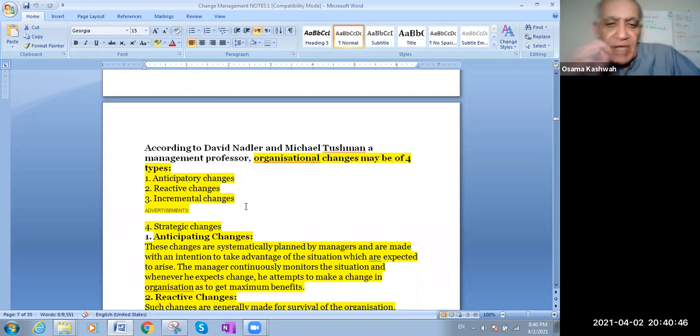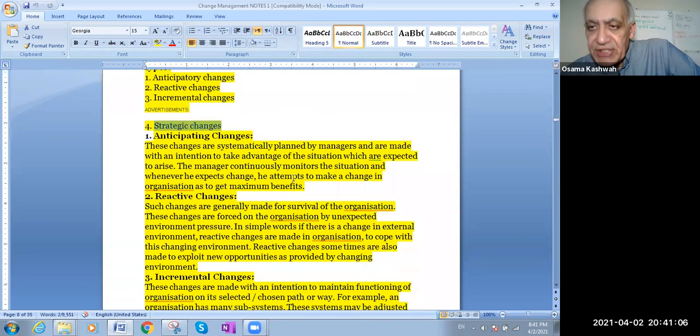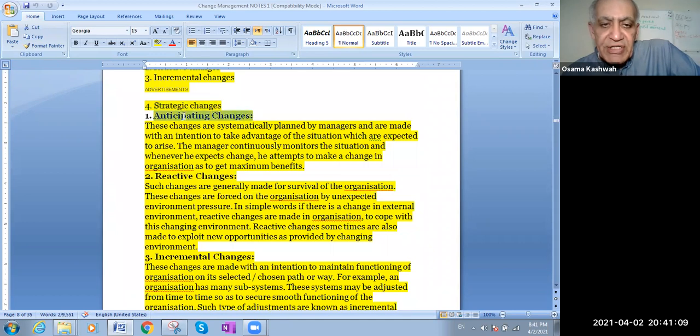So what we have now are the types of organizational changes: anticipatory changes, reactive changes, incremental changes, and strategic changes. Those are the organizational changes. Anticipatory changes are those that are systematically planned by managers and are made with the intention to take advantage of situations which are expected to arise, like we might get profits. So those are anticipatory changes.